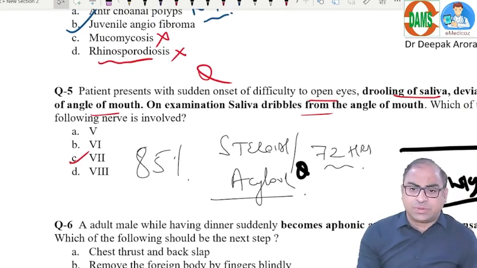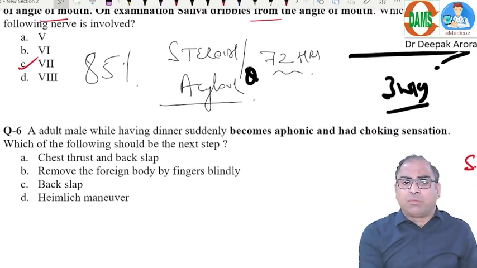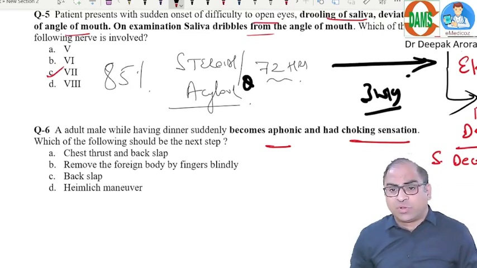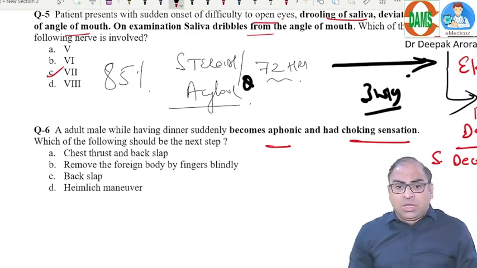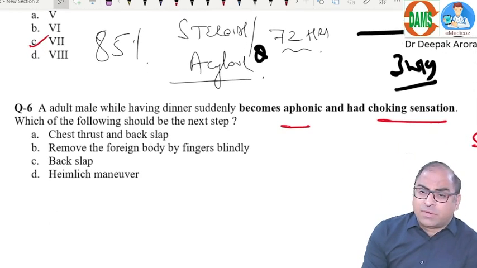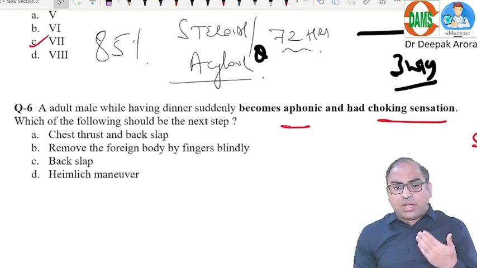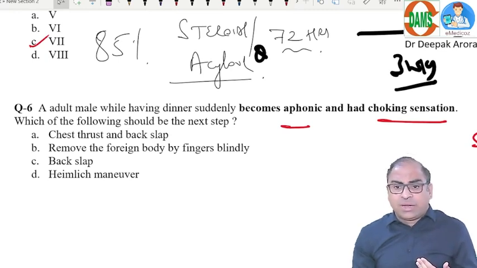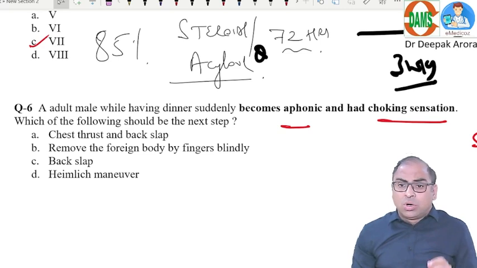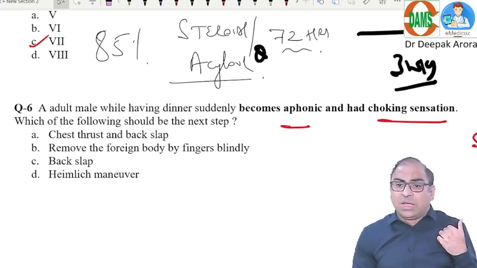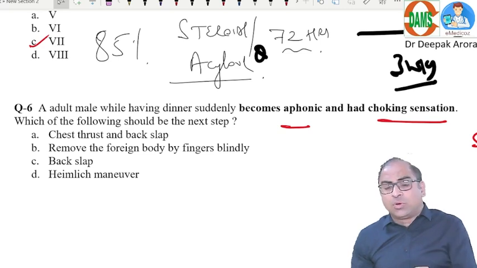Coming on the next one, question number 6. An adult male, while having dinner, suddenly becomes aphonic with choking sensation, and the patient has respiratory distress. Which of the following should be the emergency condition? So what we have to do, a very simple, straightforward MCQ. Again, Heimlich maneuver, we have to try our best to remove this foreign body, the food bolus. This is an often encountered scenario where the patient is having dinner or lunch and has immediate dyspnea. Why? Because the food bolus went into the respiratory tract.